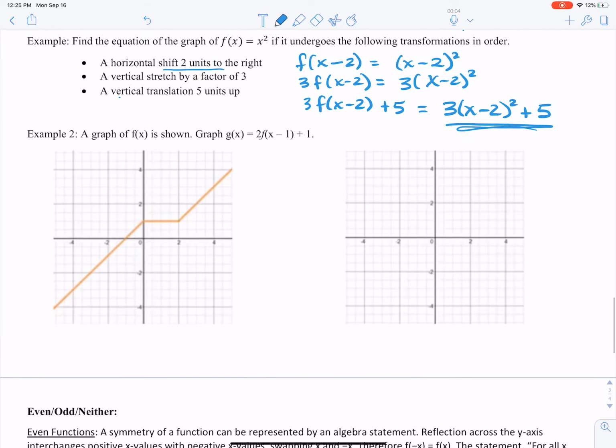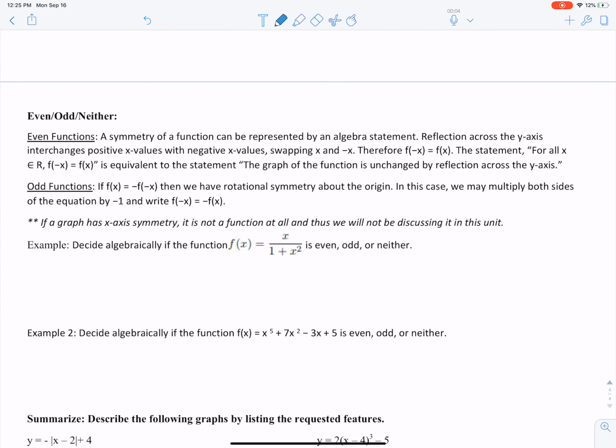All right. So let's skip down to even, odd, or neither. Fun things. All right, we've got a very technical math definition here for you. An even function, all of this has to do with symmetry, by the way. Symmetry. Okay, an even function is basically when you have y-axis symmetry. So it's when your graph is unchanged when you reflect it over the y-axis.